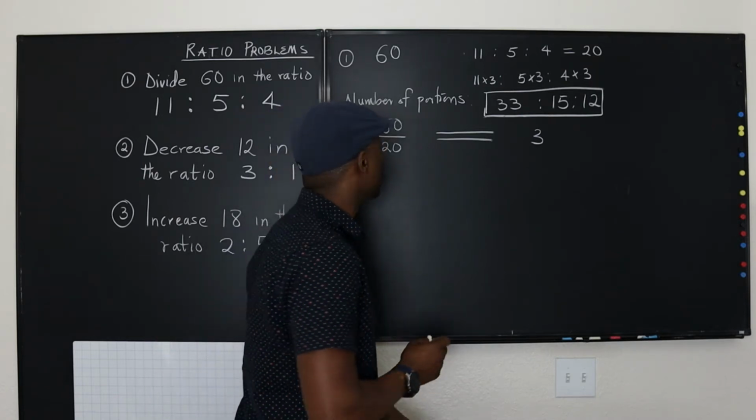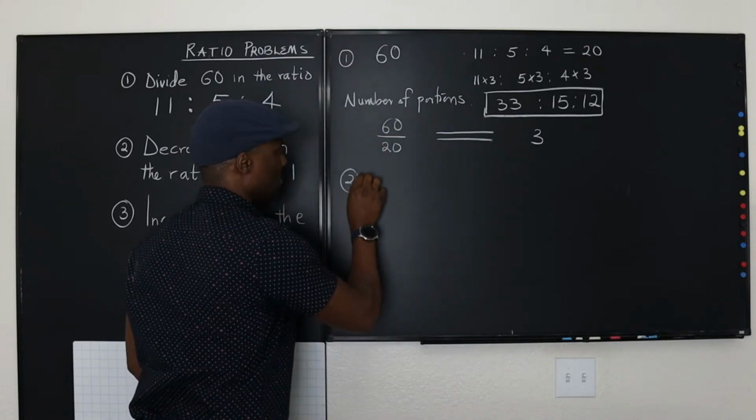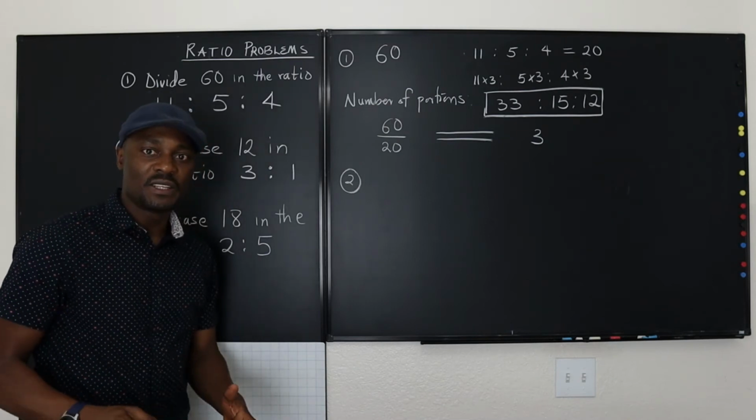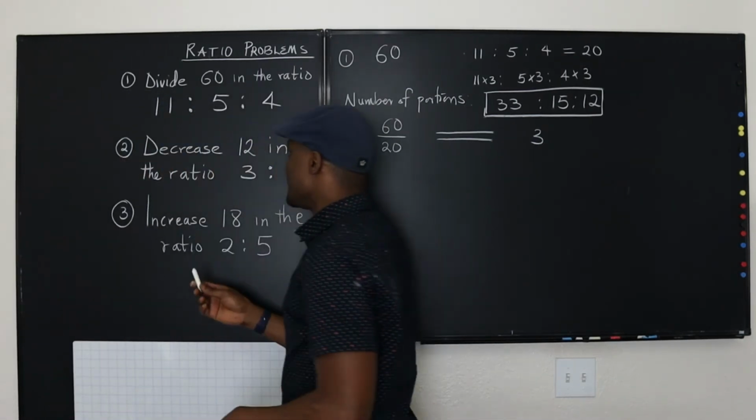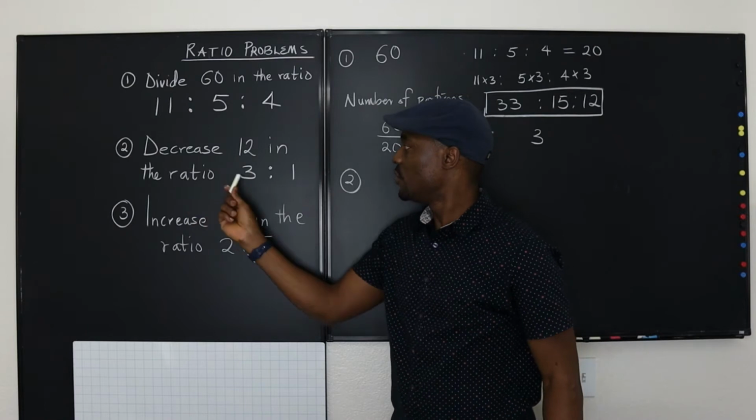Let's take the second one. Number 2. So number 2 is a little bit different because it says you should decrease 12 in the ratio 3 to 1.